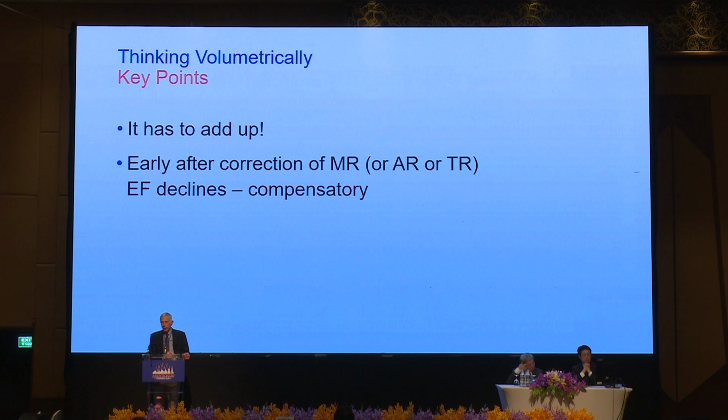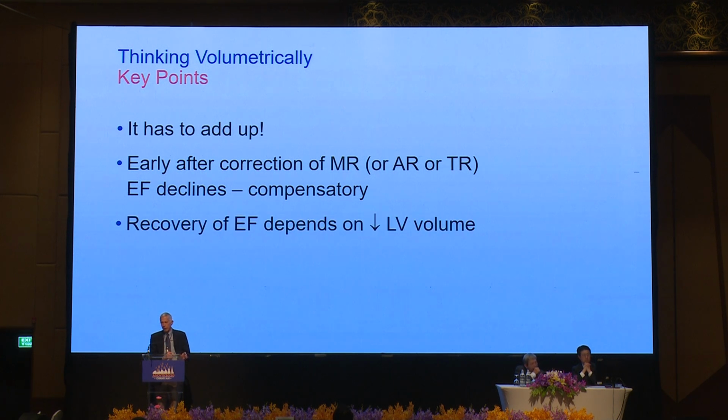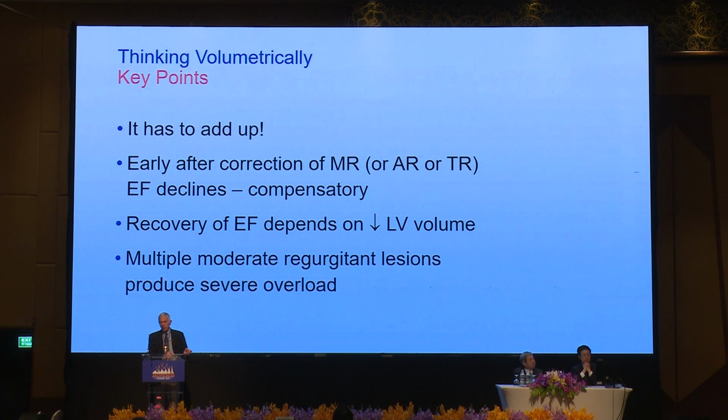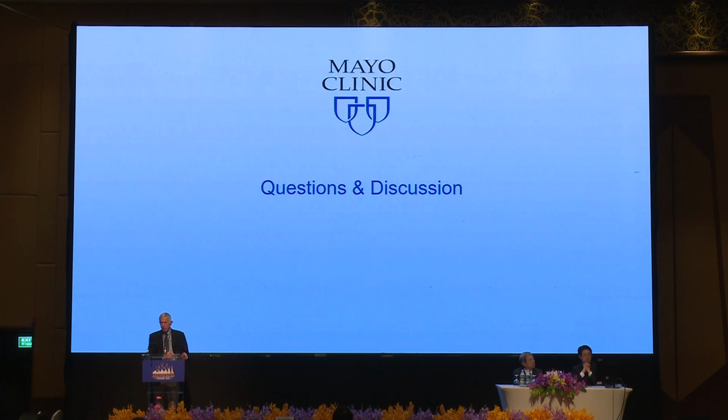We believe that the ejection fraction declines early after correction of mitral regurgitation or aortic regurgitation or tricuspid regurgitation, and that it's a compensatory mechanism. And the recovery of ejection fraction depends on remodeling or reverse remodeling of the ventricle. We didn't talk about this, but multiple moderate lesions produce severe volume overload as well.